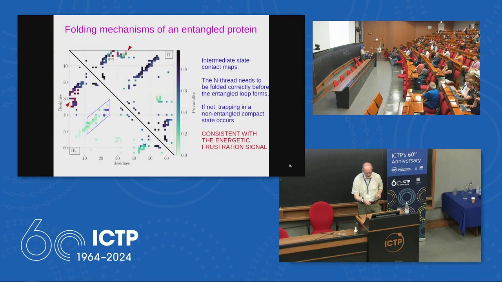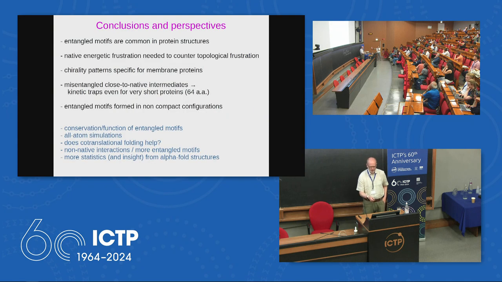So let me go to conclusions. What I told you today is that entangled motifs, non-covalent lassos, are common in protein structures, that native energetic frustration is needed apparently to counter topological frustration, and that there are chirality patterns which are specific for membrane proteins, associated with the presence of non-covalent lassos.